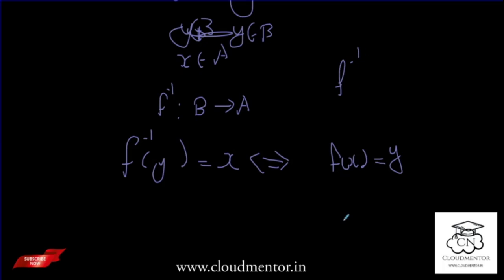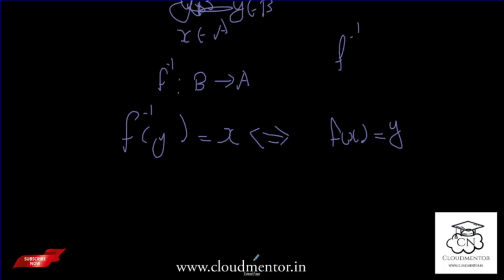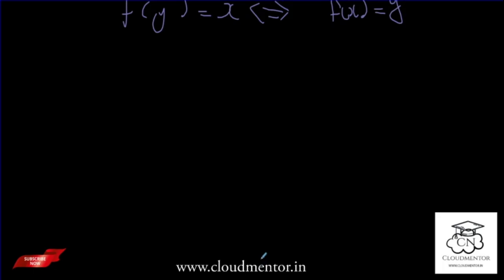Note that the inverse of a bijective function is also a bijective function. And if the inverse of f exists, then f is called an invertible function. That is, a function f is invertible if and only if it is one-one and onto.